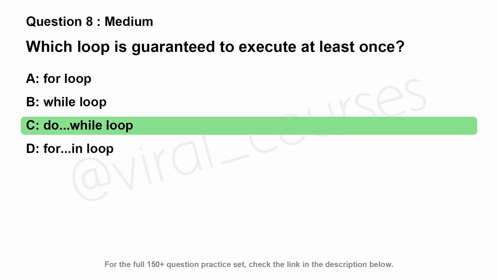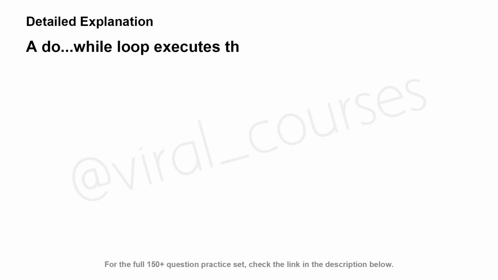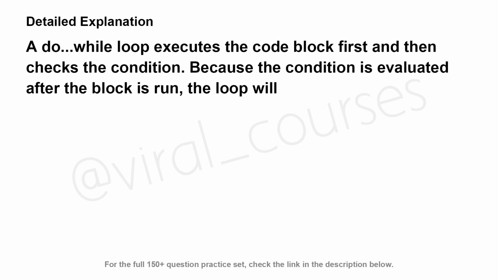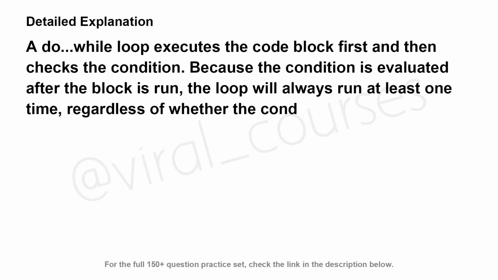The correct answer is C. A do while loop executes the code block first and then checks the condition. Because the condition is evaluated after the block is run, the loop will always run at least one time, regardless of whether the condition is true or false initially.